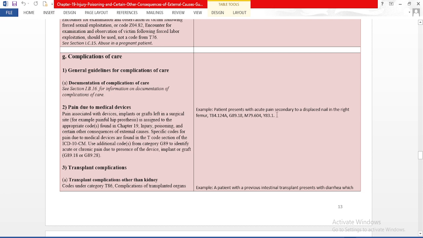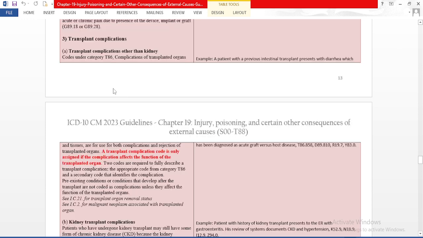So here patient presents with acute pain secondary to displaced nail in the right femur. So here we need to code T84 series first. Next, as the patient has acute pain, we need to code G series code as well as the other codes. Excellent.